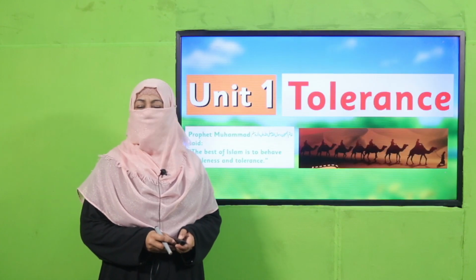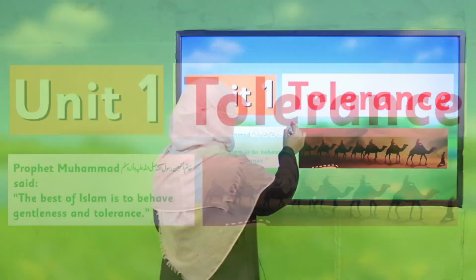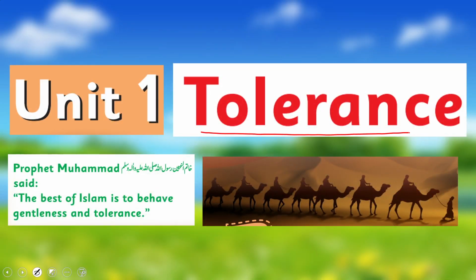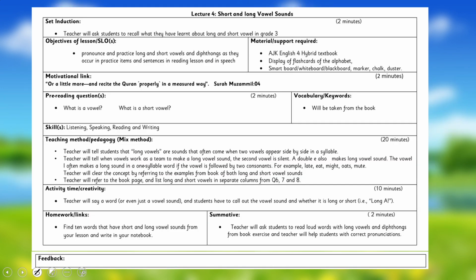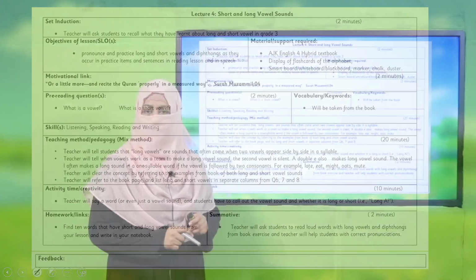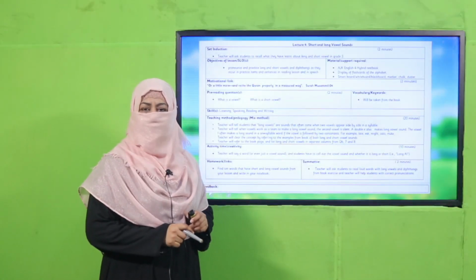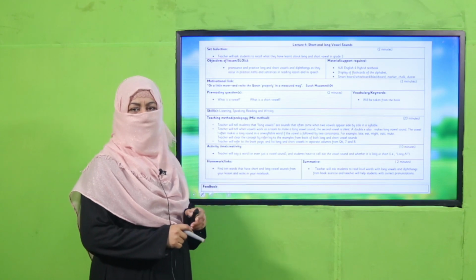We are learning unit 1. Its title is Tolerance. My dear fellow teachers, this lesson plan, PowerPoint presentation, and worksheet links are given. You may click it, download it, follow it as it is, or modify it for your convenience. I'm going to deliver my lecture according to this lesson plan.